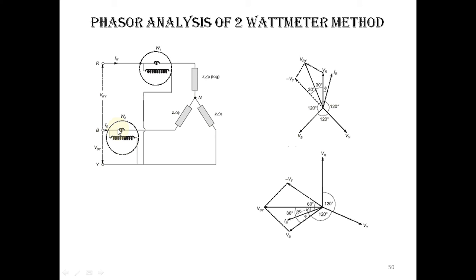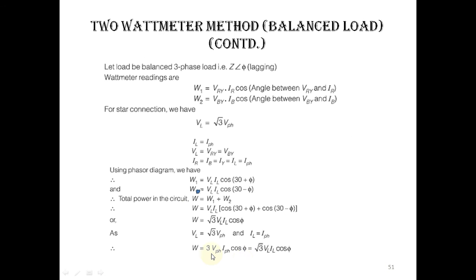Now what are we bothered about? The angle between IB and VBY. This angle, between IB and VBY. Now this angle is 30, this angle is phi. So what is this angle? Obviously 30 minus phi. So you will see it here: W1 is VL IL cos of 30 degree plus phi, W2 equals VL IL cos of 30 degree minus phi.